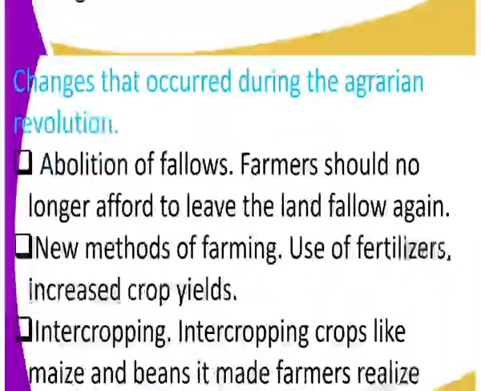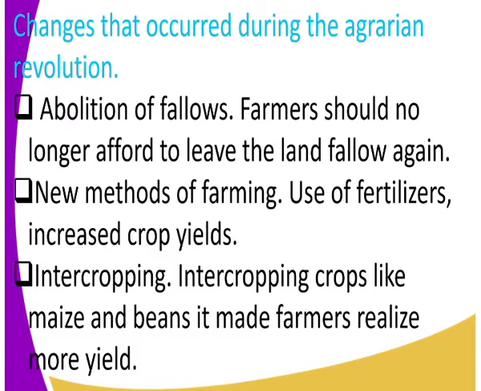Good. Can you look at the changes that occurred during the agrarian revolution? One, the abolition of fallows. What are these? Farmers could no longer afford to leave the land fallow again. Another change that was very significant is new methods of farming. Talk of use of fertilizers. Talk of increased crop yields. New methods of farming. Talk of large-scale plantation. Good. Those are the new methods of farming.